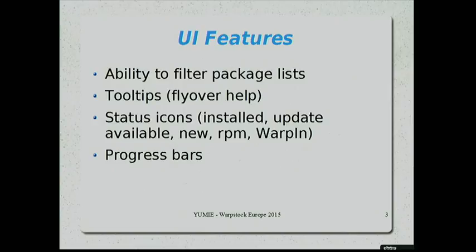There are tooltips. There are buttons on the button bar that you'll see. Each button has a flyout tooltip. There are status icons. So as you look at the list, immediately you can tell whether a package has been installed, whether a package has an update available, whether it's a new package, and it differentiates between the look of RPMs and WPI packages. And of course, there are progress bars. So if you're installing 15 things, you'll be able to see that it's not just sitting there letting something happen in the background. It gives you some feedback as to what's going on.